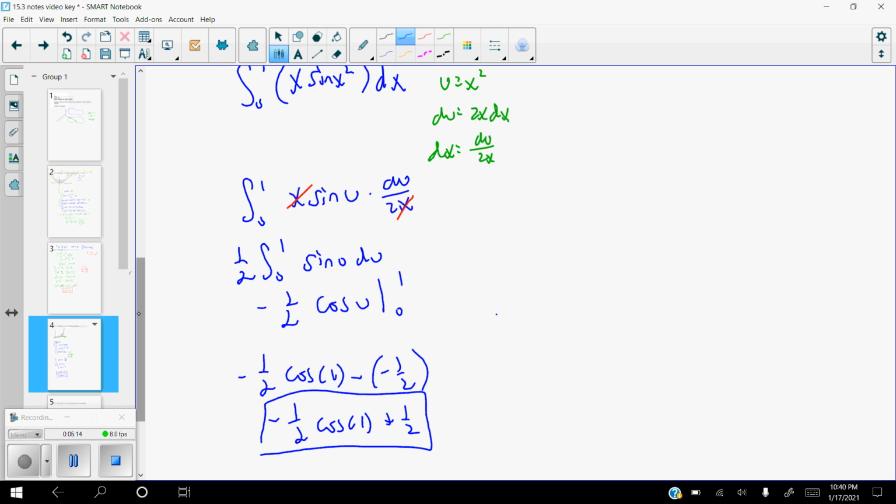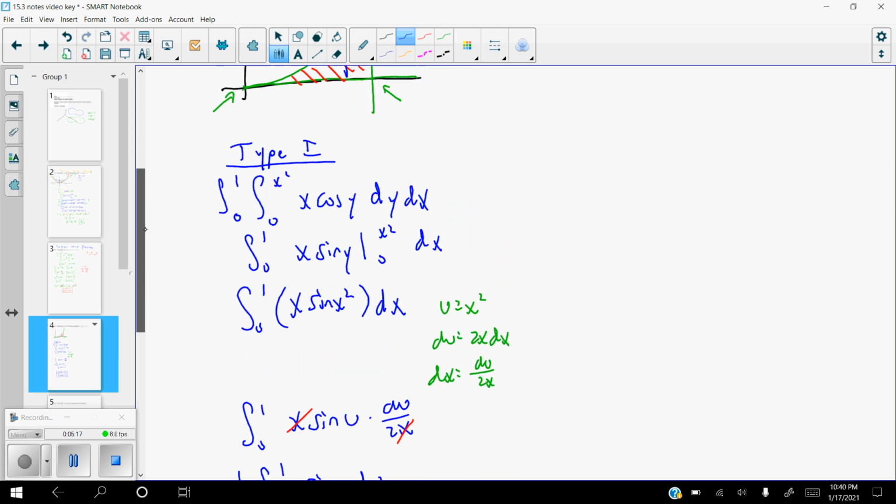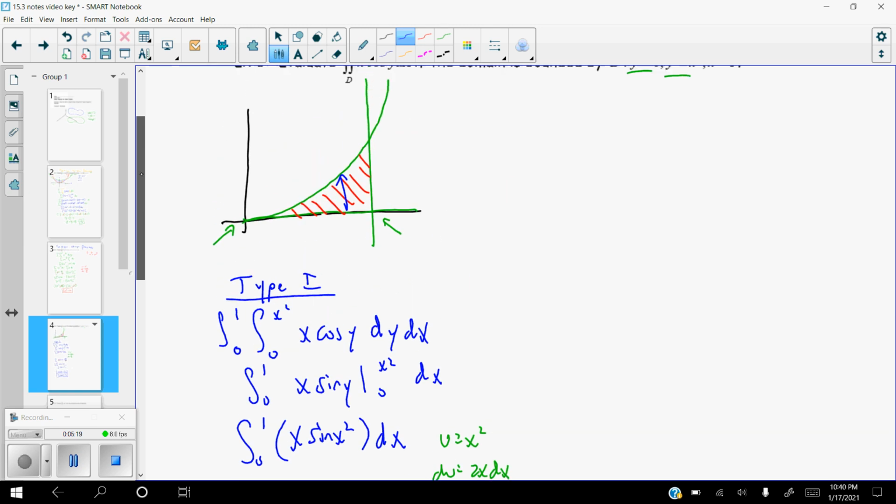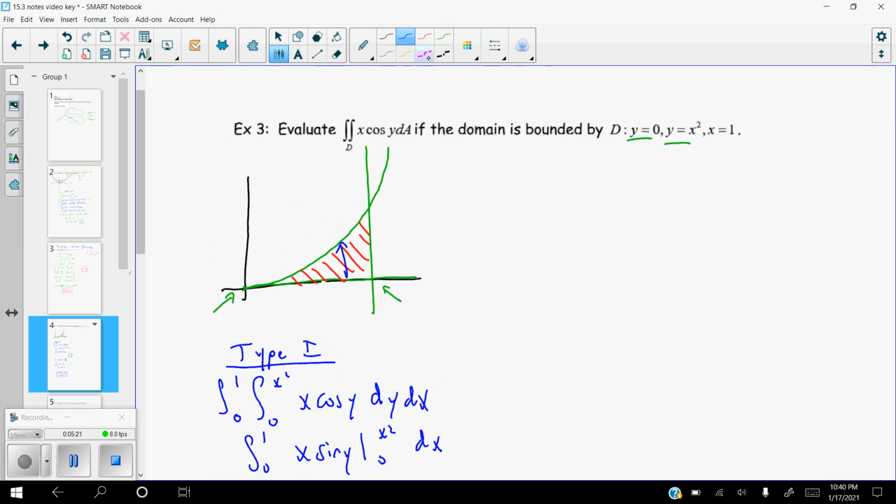I do want to show, however, that we could have done this as type 2. So type 2 would be going this direction, from left to right. In order to do this as a type 2, however, all of my functions, x has to vary from function to function. So really what that means is I have to solve this one for x, because we know x is going to go out to 1, but it's going to start at whatever this thing is in terms of x.